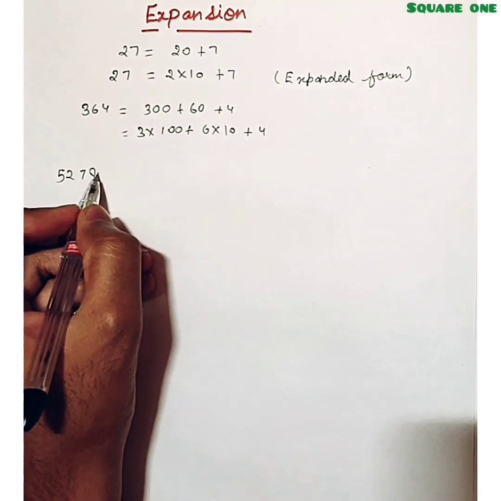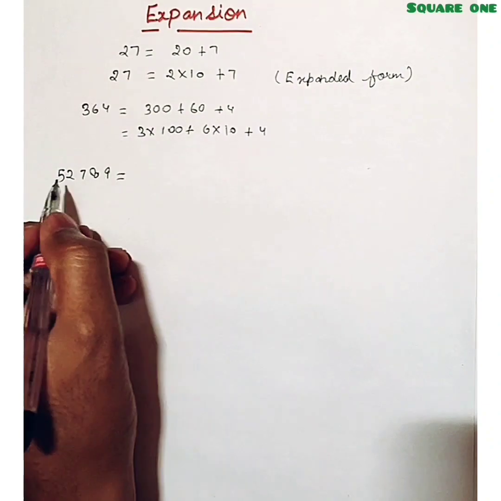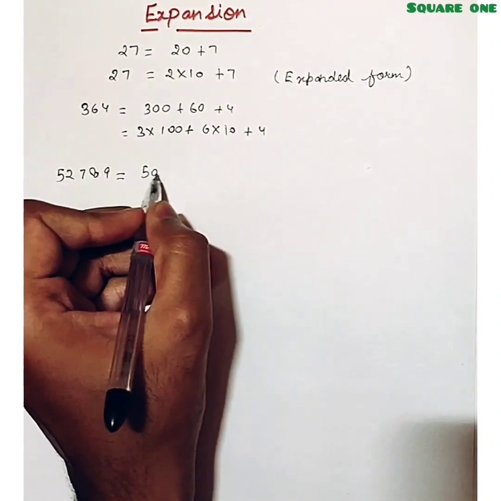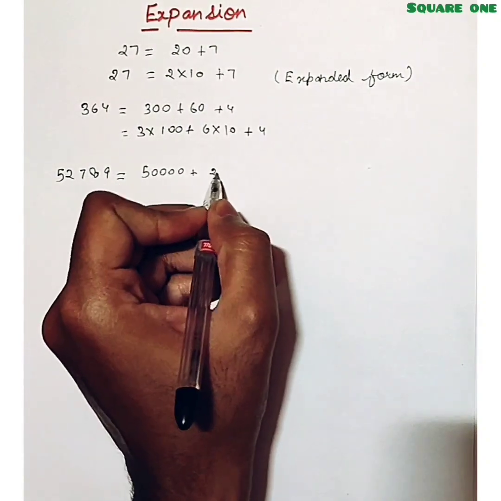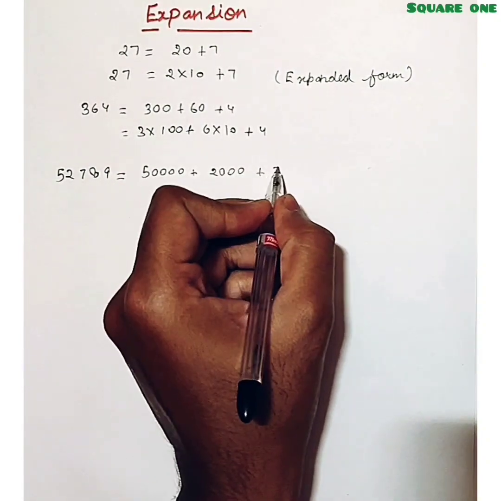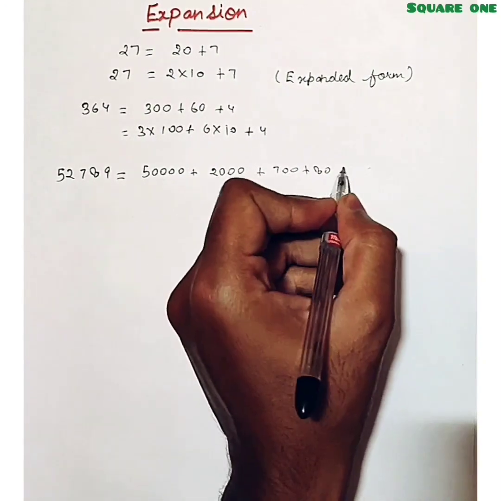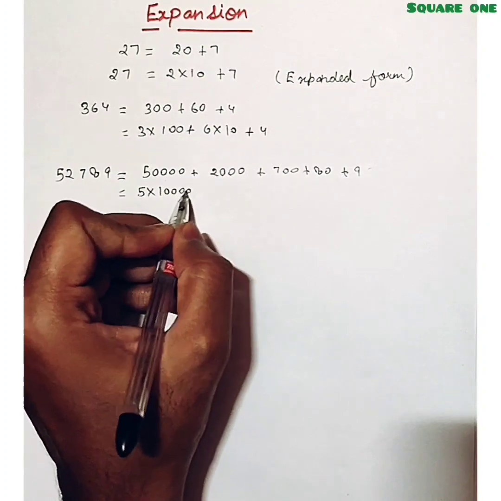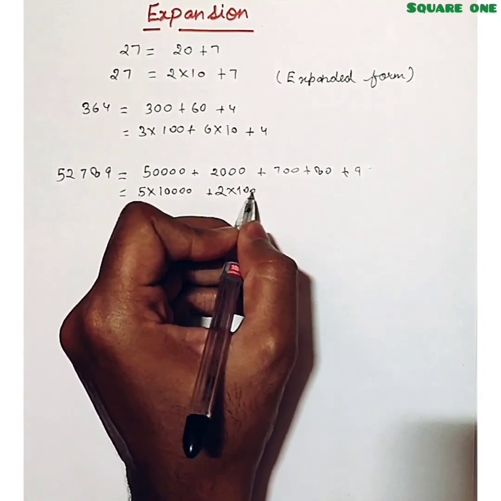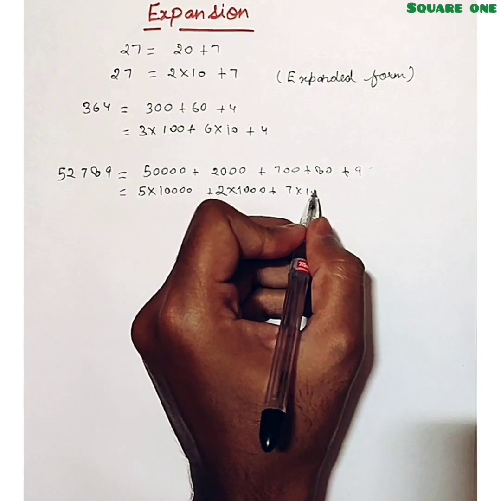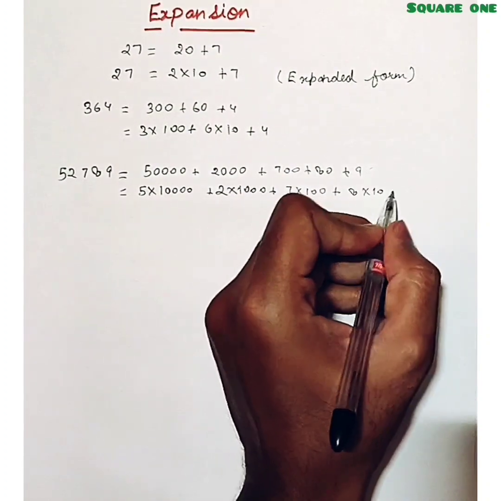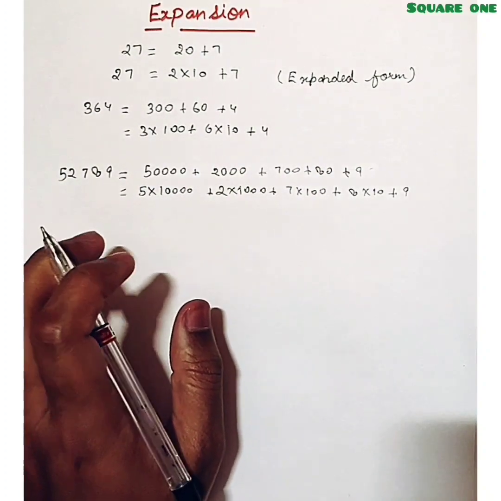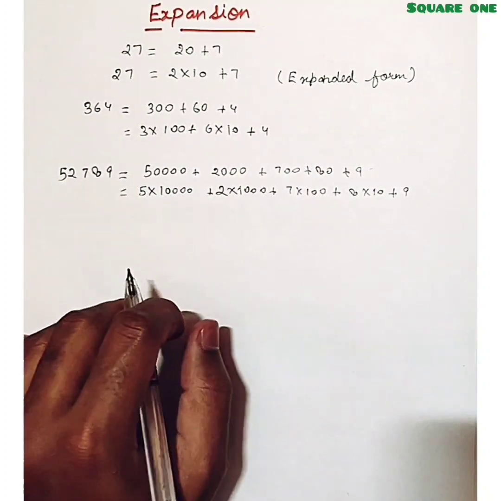Let us take a bigger number: 5, 2, 7, 8, 9. Ones, tens, hundreds, thousands, ten thousands. So this number is in ten thousands. If we expand it, this will be written as 50,000 plus 2,000 plus 700 plus 80 plus 9. Now 50,000 can be written as 5 multiplied by 10,000. 2,000 can be written as 2 multiplied by 1,000. 700 can be written as 7 into 100, and 80 as 8 into 10, plus 9. So this is the expanded form or the expansion of this number. Okay, this is how we expand a number.